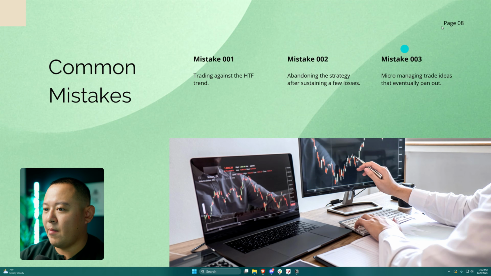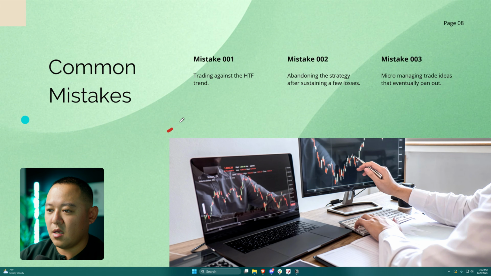So let's talk about some common mistakes that most traders make. Mistake number one is obviously trading against the high time frame trend. I can't emphasize this enough. I was one of those traders that would have a higher time frame bias, and then I would find myself on the low time frame trading against that higher time frame bias because I thought the trend was changing. Let's say if I was bullish on the higher time frame and I'd see bearish setups appear on the lower time frame.